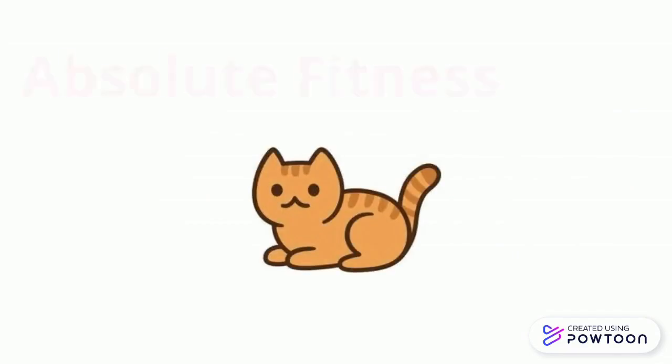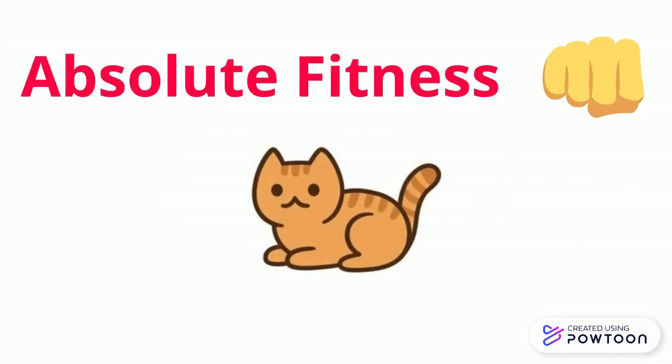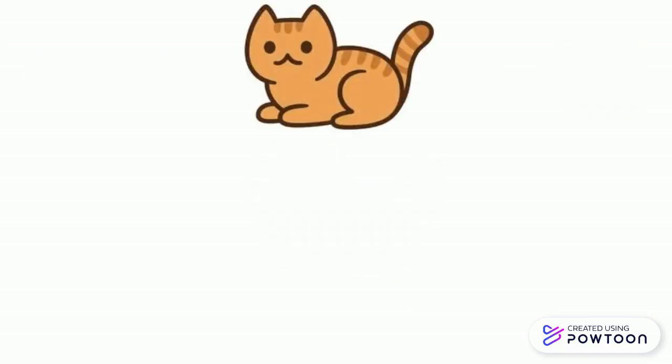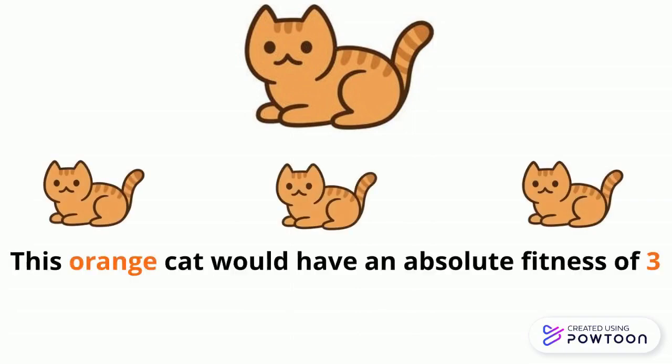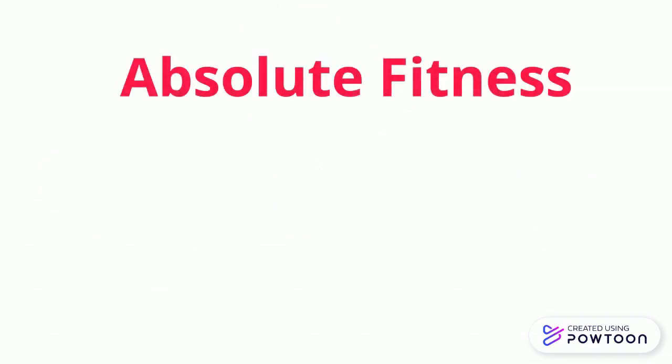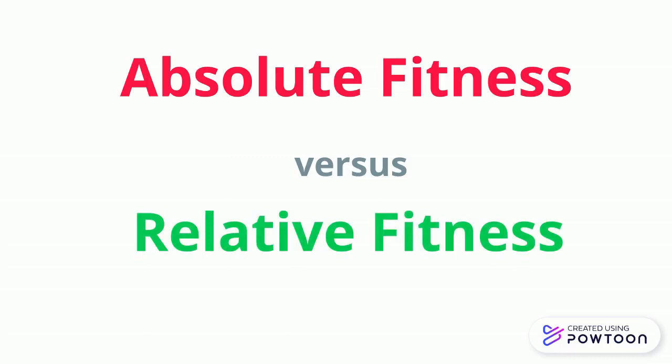To explain this difference, we will introduce this orange cat and first define absolute fitness. This one orange cat will symbolize a mated pair and will produce 3 offspring. This orange cat would have an absolute fitness of 3 due to the 3 offspring that the cat passed its genetic information to. Now to compare absolute fitness versus relative fitness.